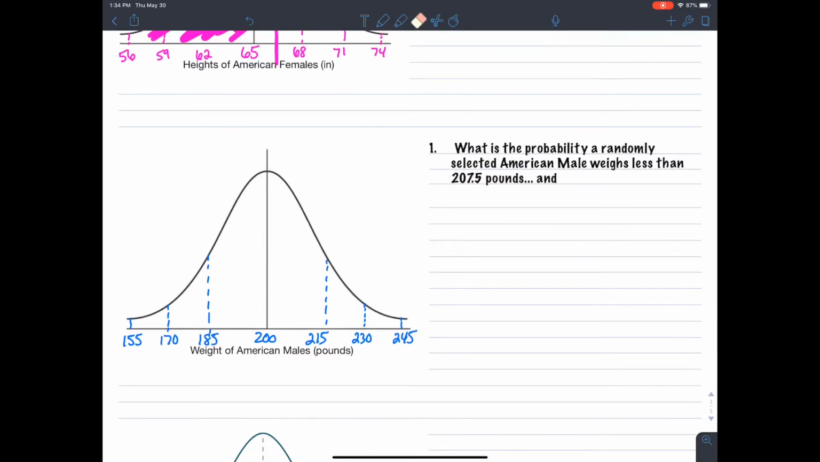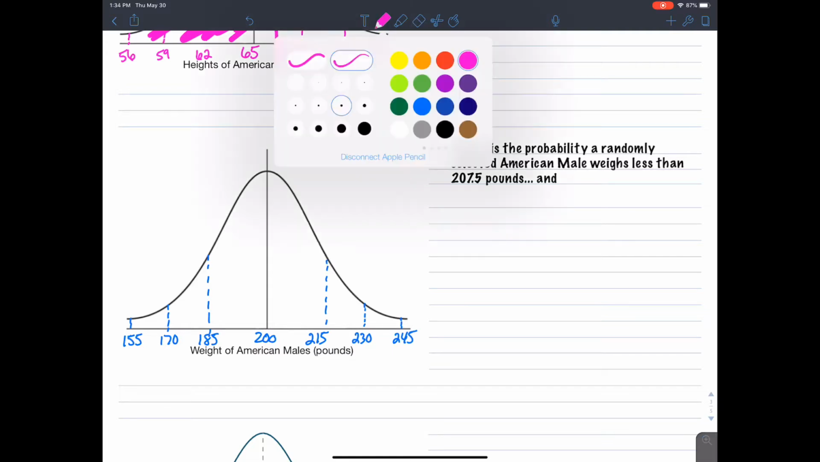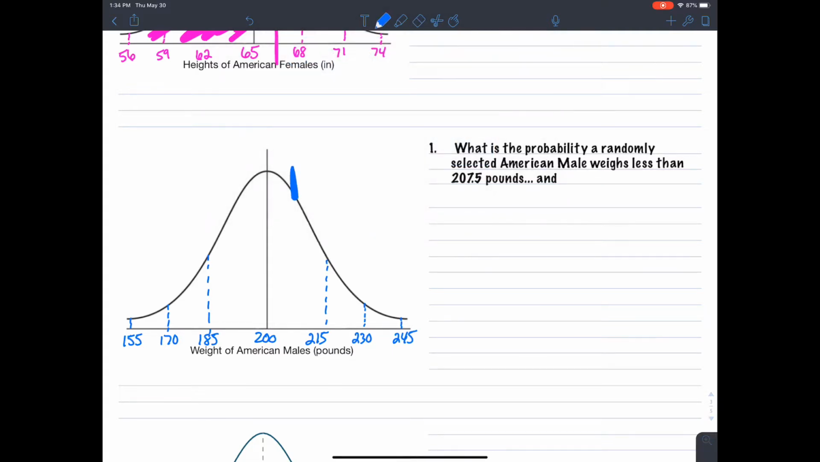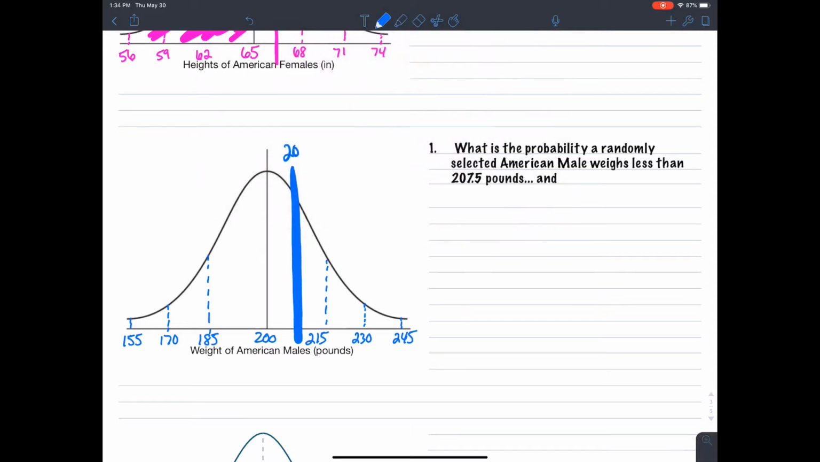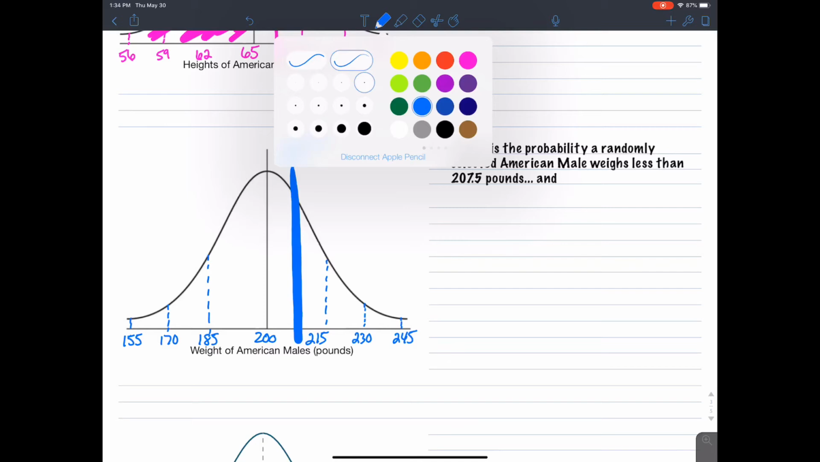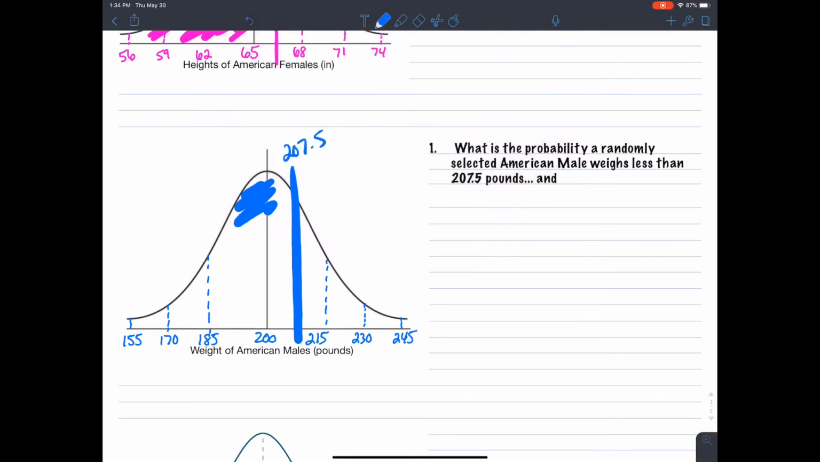Just like with this question, what is the probability that a randomly selected male weighs less than 207.5 pounds? Well, again, I could estimate 207 to be right about there, maybe, just as a rough estimate. So I'll label that as 207. And then if I want the weight to be less than that, I'd be finding all of this stuff here.